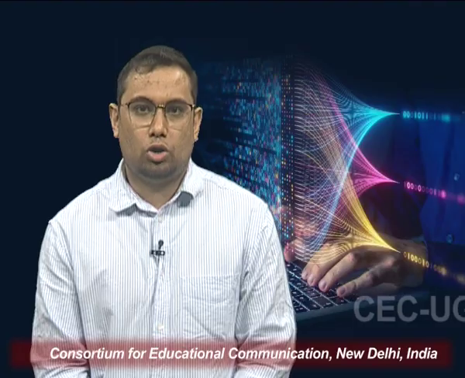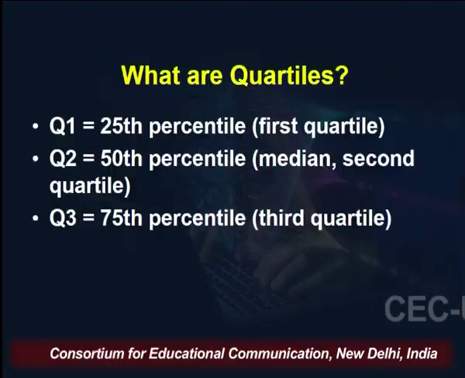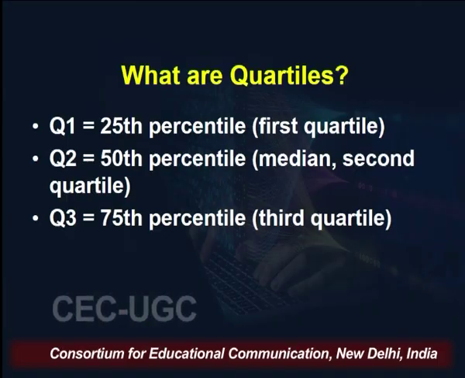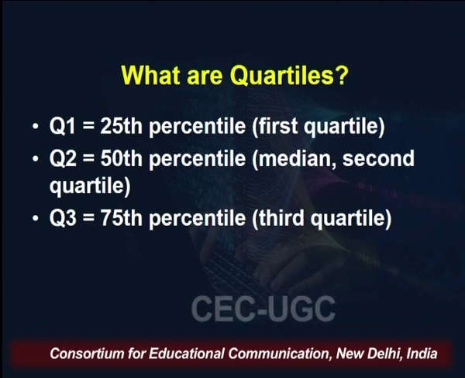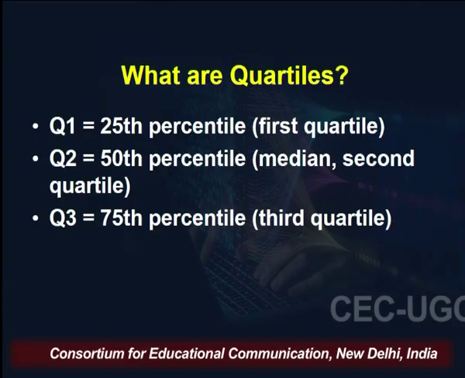To understand the distribution, we use something called quartiles. Quartiles divide your data into 4 equal parts. Now what are quartiles? For example, take quartile 1, which is the 25th percentile. If we sort our data and divide it into 4 equal parts, the data which falls in the first 25th percentile, the first values, we will say it falls in the first quartile. It says 25% of the values fall below this quartile 1.